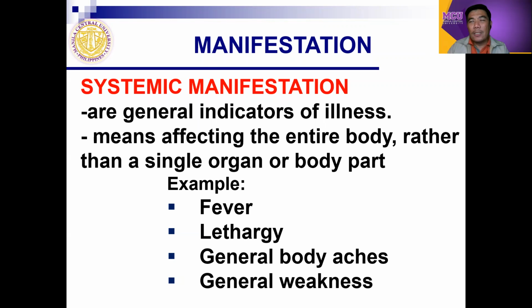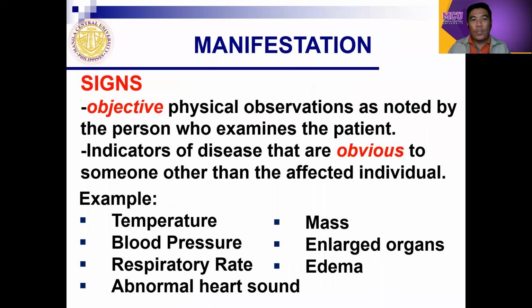Another systemic manifestation could be general body aches. Sometimes when you ask the client, "Masakit po ang katawan ko." What part? Usually it is not the whole body. So that is where systemic manifestation comes in, but you cannot identify specifically what part of the body or system is involved. Just the same as for general weakness. Okay, so that is local manifestation and we have systemic manifestations.